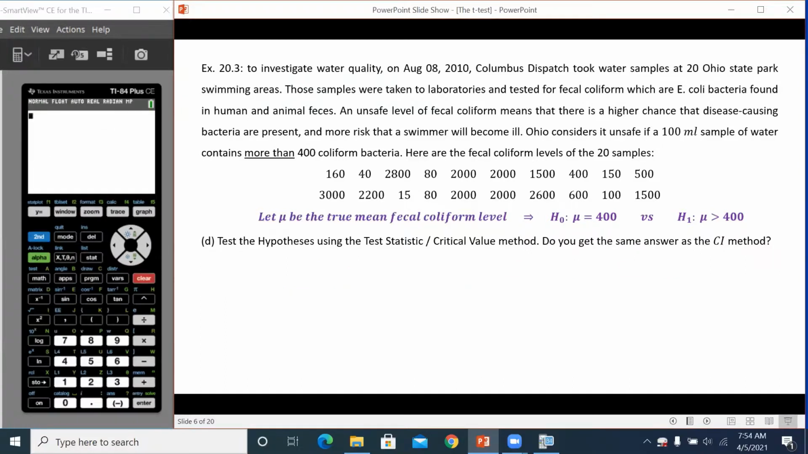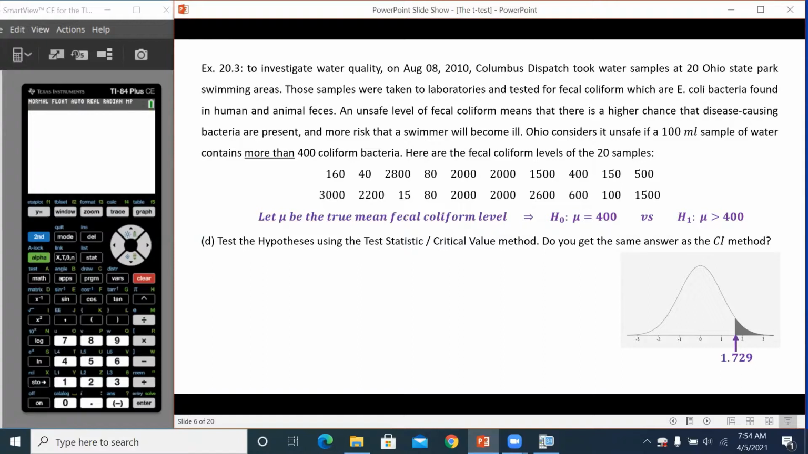All right, the next question. Test the hypothesis using the test statistic critical value method. Do you get the same answer as the confidence interval method? This is a right-sided test, and we have 20 data points. This means for the critical value, alpha, which is 5%, should be kept on the right tail of the t-distribution with degrees of freedom equals 19. Then you will see that this critical value will be 1.729. You already know how to find the critical values, so I will skip showing the calculator steps for that.